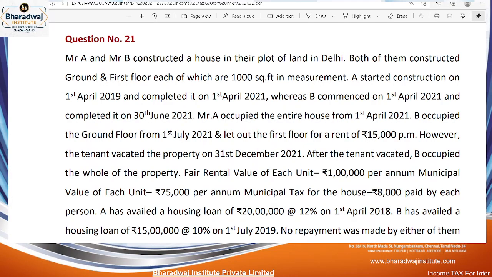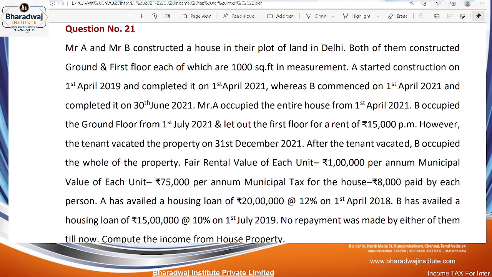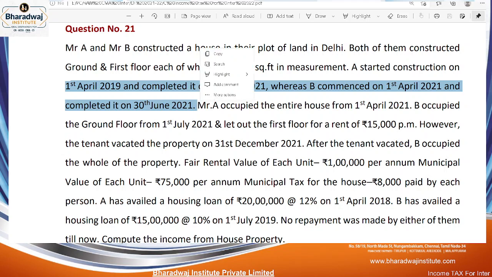Mr. A and B constructed there. Please listen, there is a small change in the problem which I have to tell you. Then you can correct the solution. Mr. A and B constructed a house in their plot of land in Delhi. Both of them constructed the ground floor and first floor, 1000 square feet measurement. A started construction on 1st April 2019 and completed on 1st April 2021. B started on 1st April 2021 and completed on 30th June 2021.